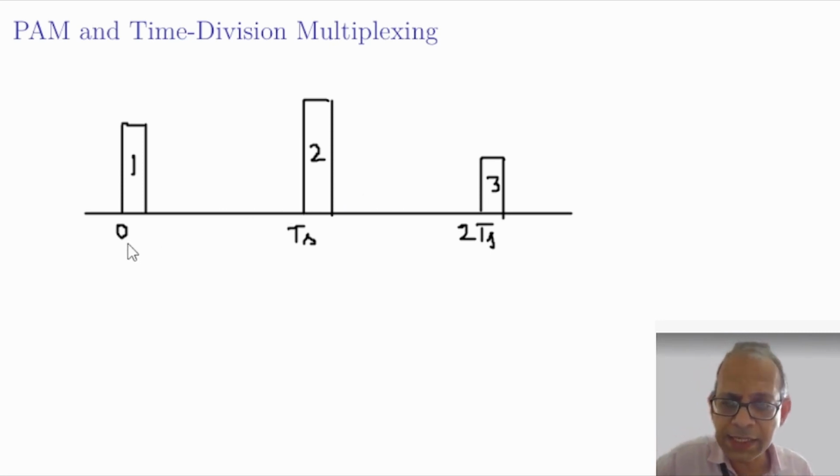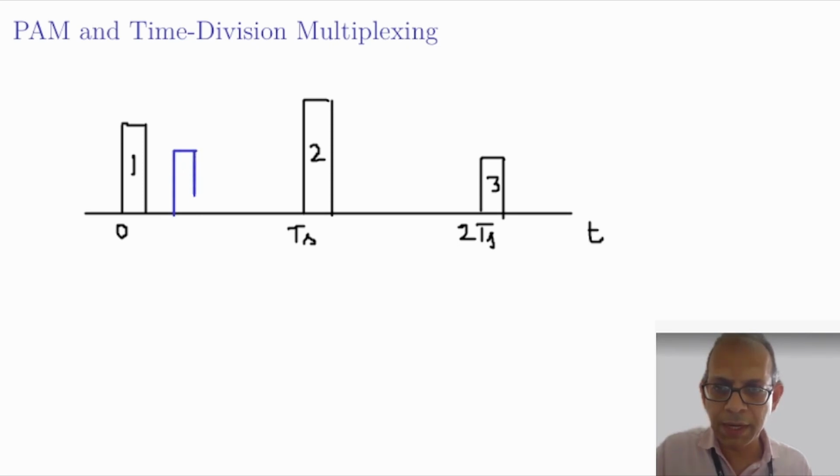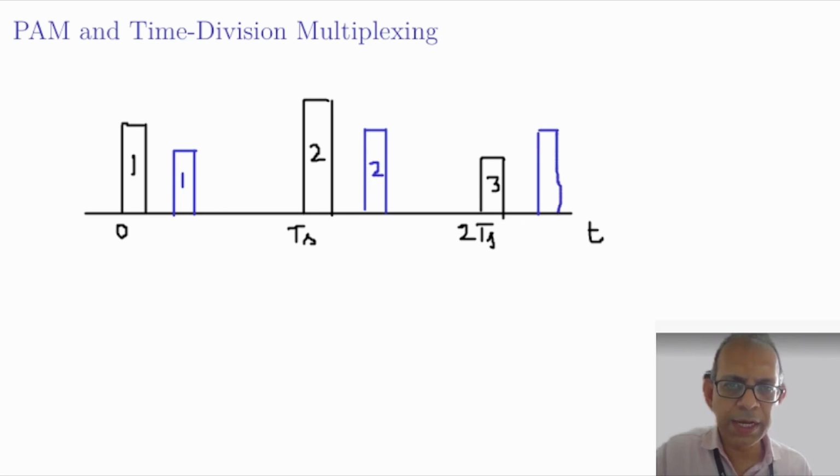But you can see that in the time interval from 0 to TS, the channel is not transmitting anything, and therefore it is unutilized. So this time slot can be used to embed samples from other messages. Say there is another continuous time signal whose samples I am representing in blue color. I am transmitting the first sample of this signal here, the second sample of this second message signal here, and the third sample of the second message here, and so on.